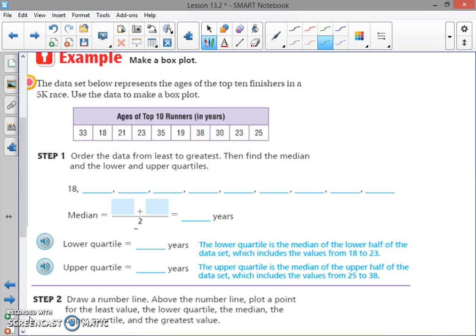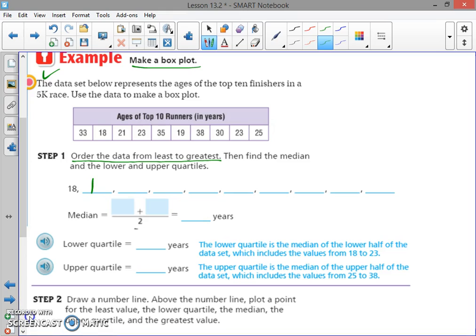Okay, let's continue with the example of making a box plot. It says the data set below represents the ages of the top 10 finishers in the 5K race. Use the data to make a box plot. Very first thing you need to do is, say it out loud, order the data from least to greatest. Then find the median, which is the middle number of all the data when ordered least to greatest. Then find the lower, so you take the lower set, find the median, and the upper set, find the median.